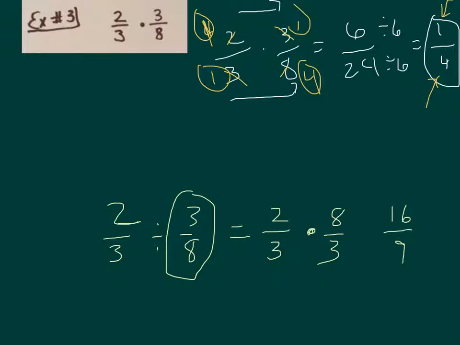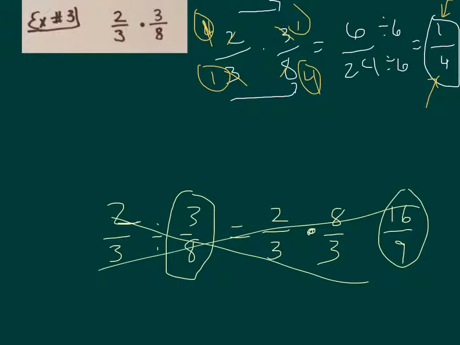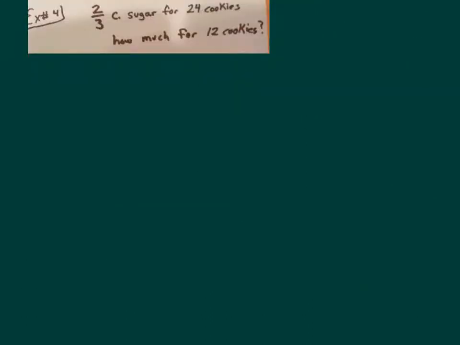And try to reduce that, but the only things that go into 9 are 3 and 9, and 3 and 9 don't go into 16. So that's how you would end up dividing, but of course it's not a dividing problem. It goes for story problems. This example here, example 4, you have 2/3 cups of sugar that'll be used to make 24 cookies. How much for 12 cookies?